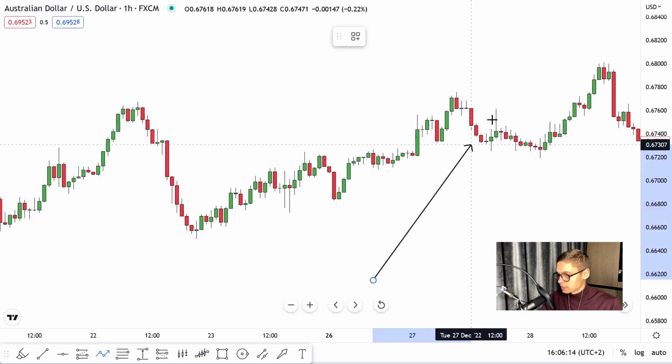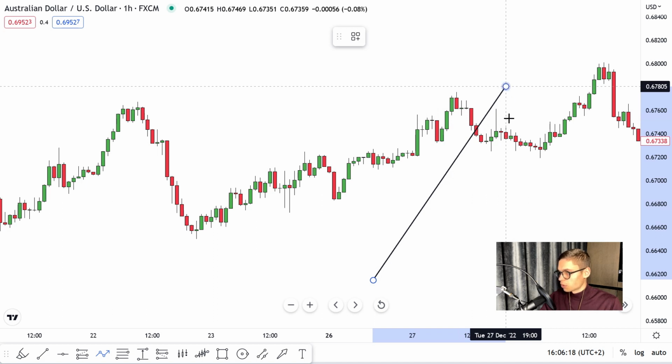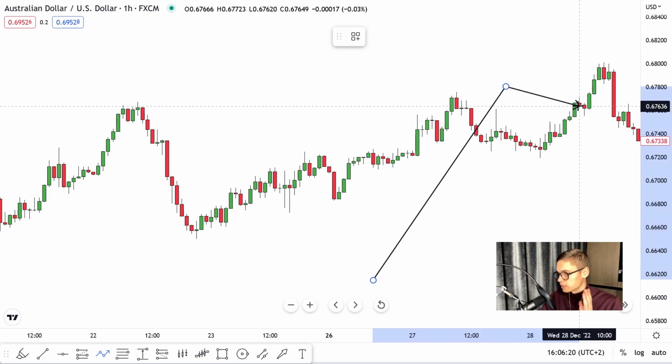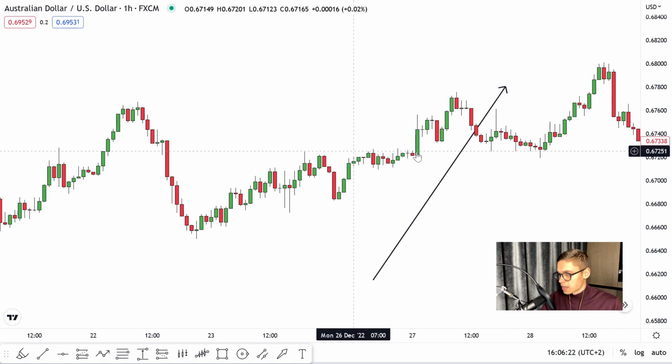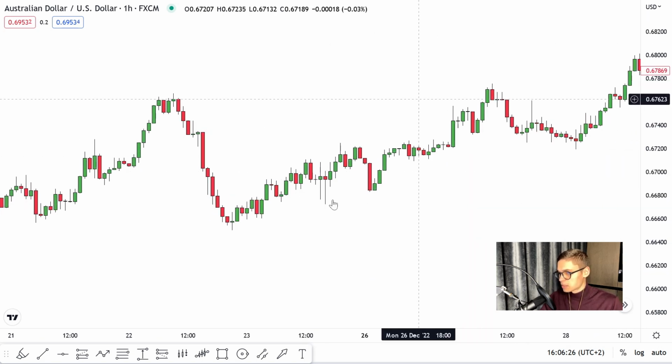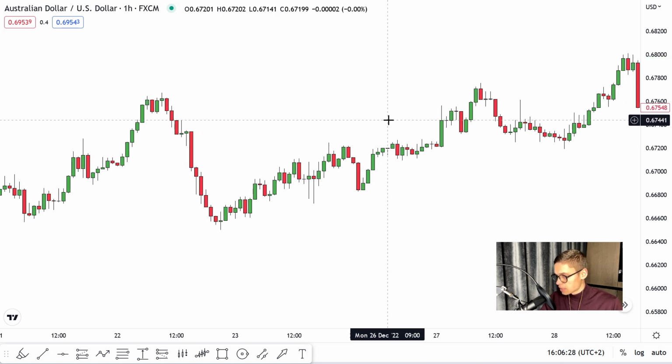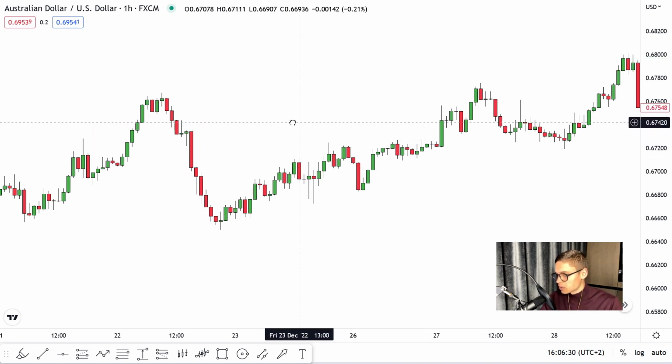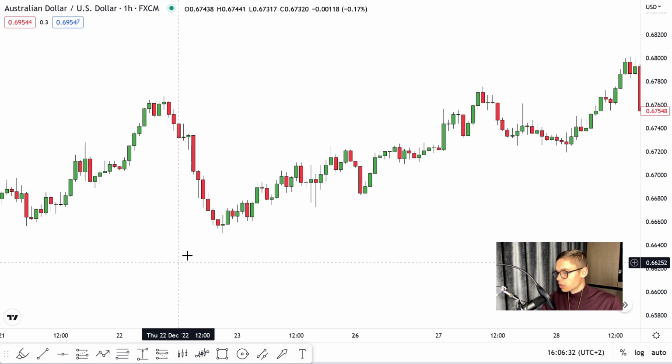So the market can move either upwards or downwards or sideways, so one of 3 ways. And if you see that the general direction is upwards, the market is moving slowly upwards, that means that you will be interested in marking a bullish trend line.